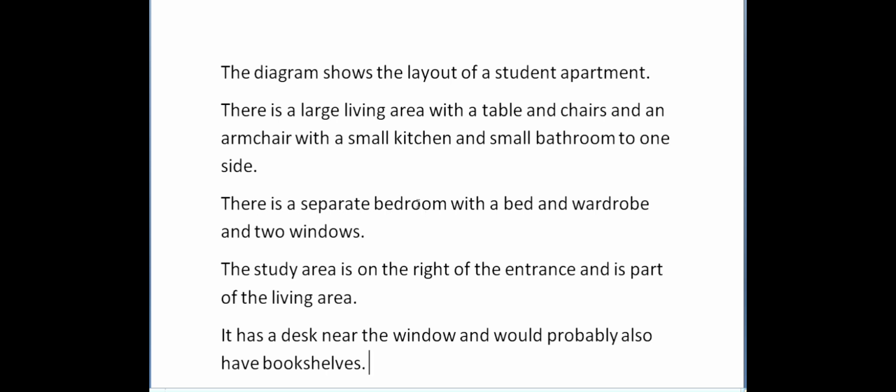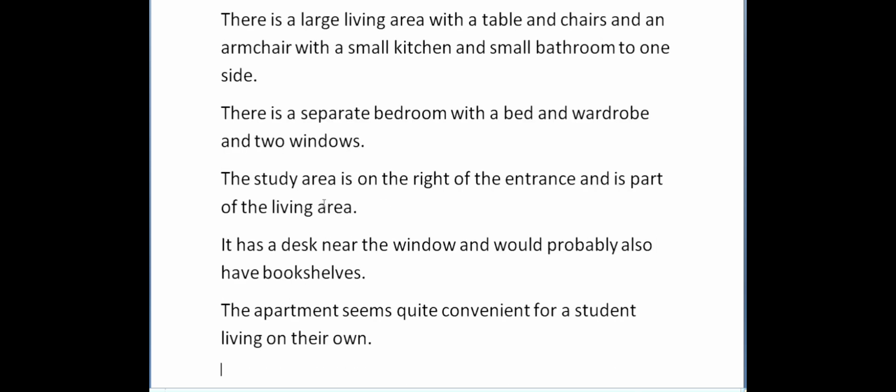Continuing. There is a separate bedroom. Bedroom is given. We have developed with the word separate. We have used an article a to it, and we are keeping the tense also in present. There is a separate bedroom with, us together, so with the bed and wardrobe, you can use cupboard also, and wardrobe and two windows. One part of the explanation is completed.